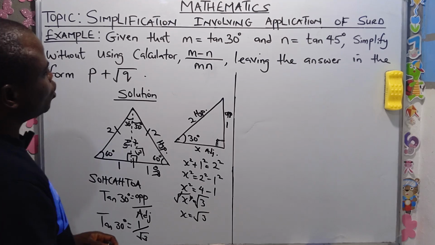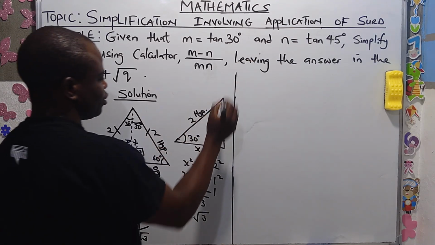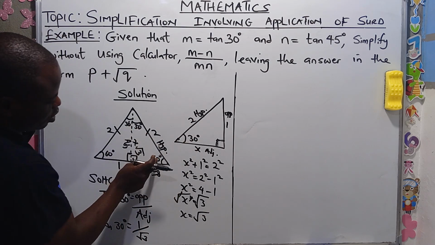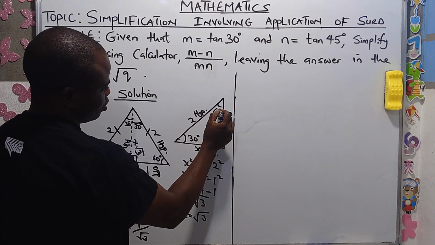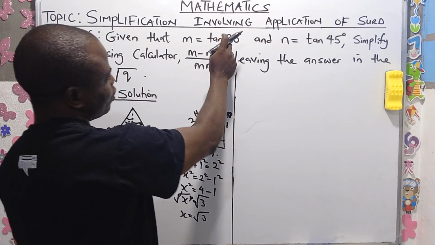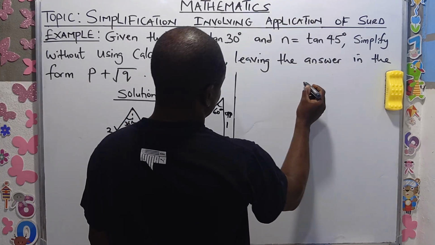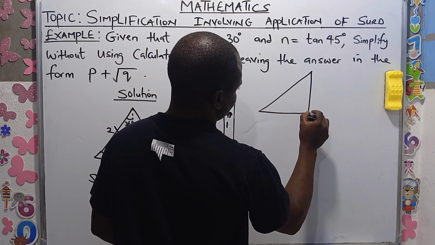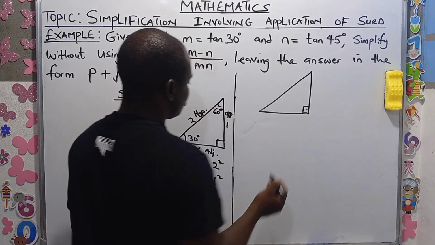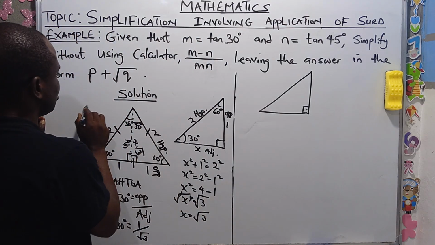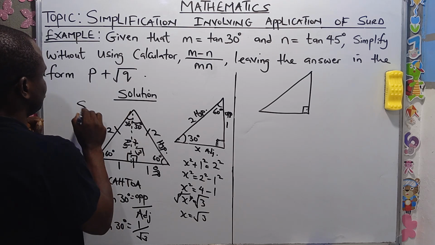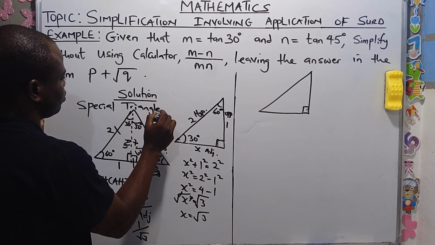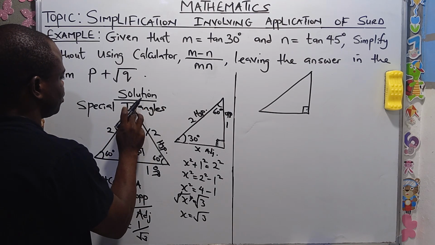Now let's go to n, which is tan 45 degrees. Don't forget this 30 is 60, but we're interested in 30 degrees because what you are given is tan 30 degrees. Let's go to tan 45 degrees. You must know all these special triangles.